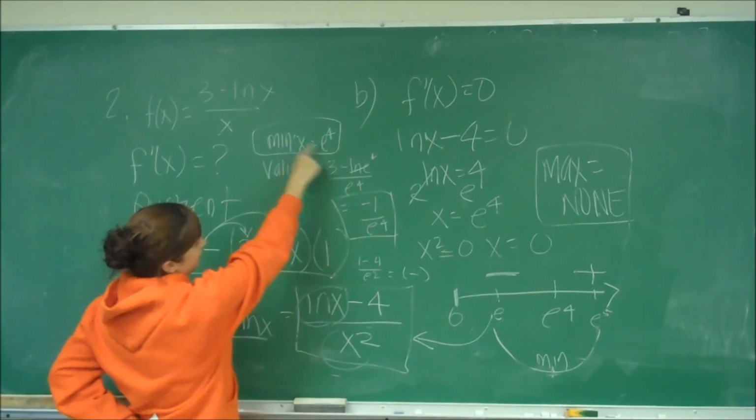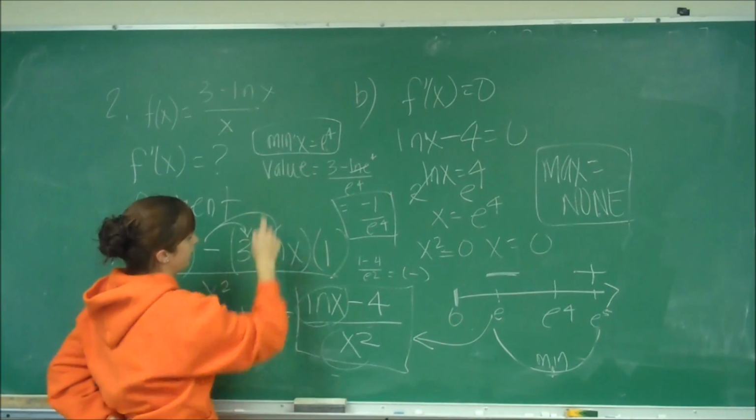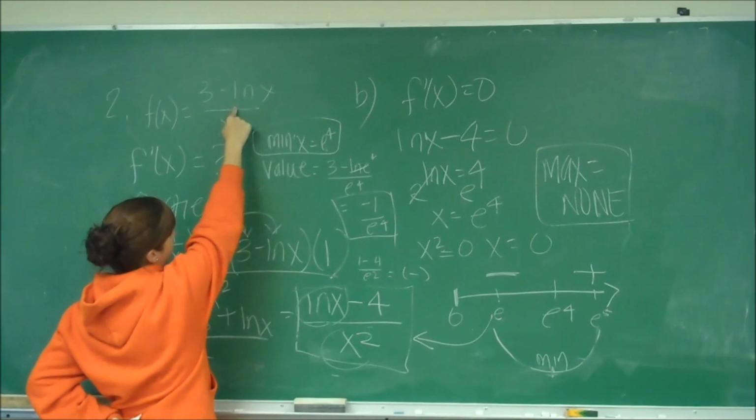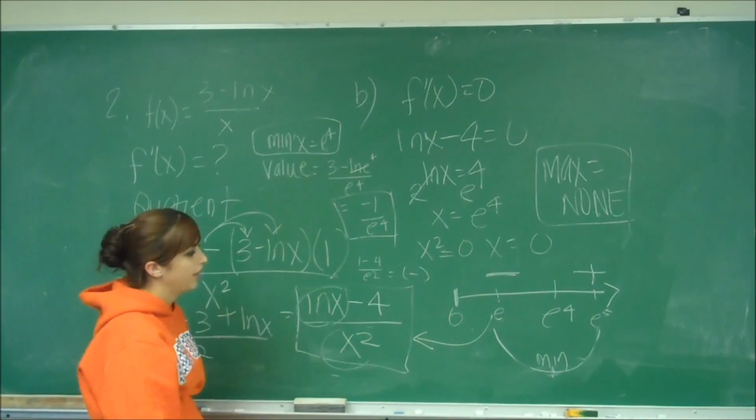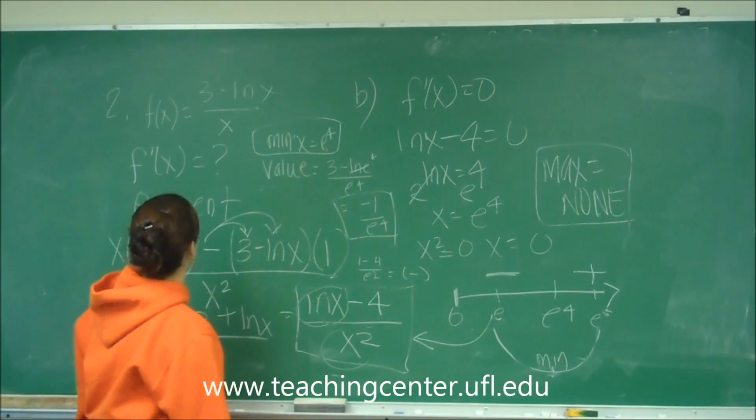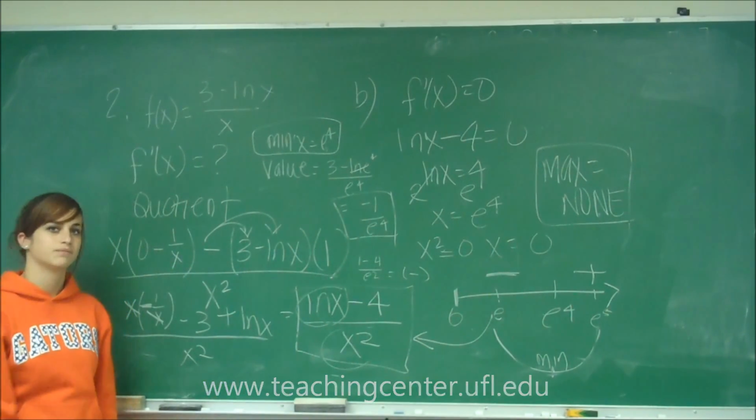So I have a min at x equals e to the 4th, and then they want to know the value of that, so I plug it into the original, and I get negative 1 over e to the 4th. And then you can see that there's no maximum. This is number 2.